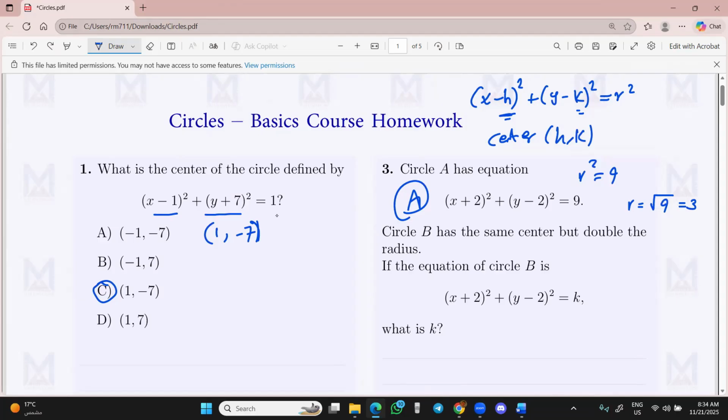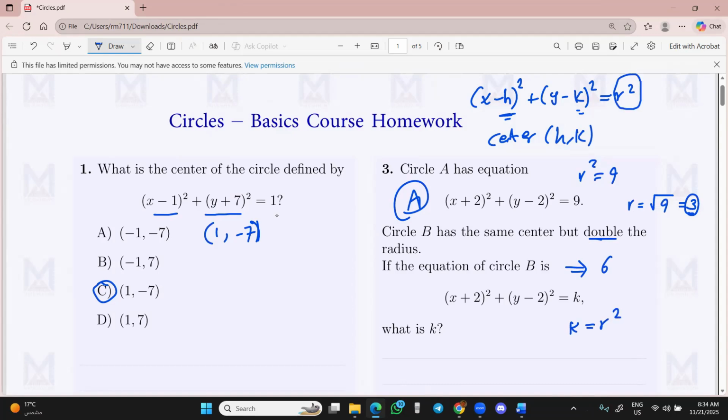Once we get r of A, the radius of A, we need to double the radius in order to get the radius of circle B. So circle B has a radius of double this number, which means 6. But if the answer is 6, is k equal to 6? No, because this k should be equal to r squared.